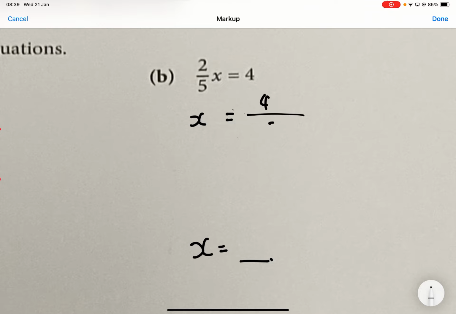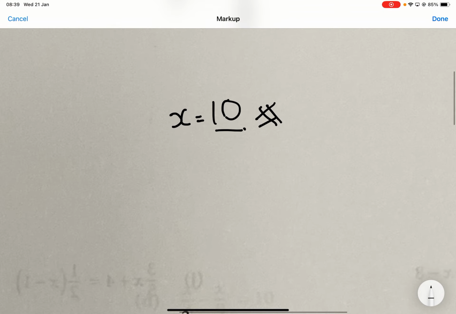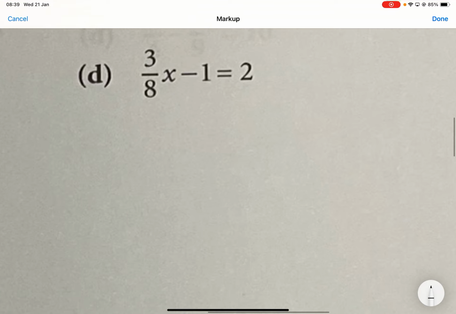Then I must do the same thing. That's why my right hand side is 4 divided by 2/5. This thing, just press in calculator. You should get 10. Is it? Okay? Then we go to D.